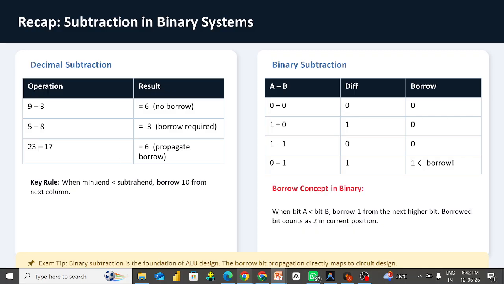The same thing happens inside binary subtraction also. How? Just think you have an operation. What will happen for 0 minus 0? It will become 0, right? Borrow also 0, difference also 0, because there is no difference. What happens if you subtract 1 minus 0? You will get the answer 1, right? And you don't borrow anything because your subtrahend is smaller.